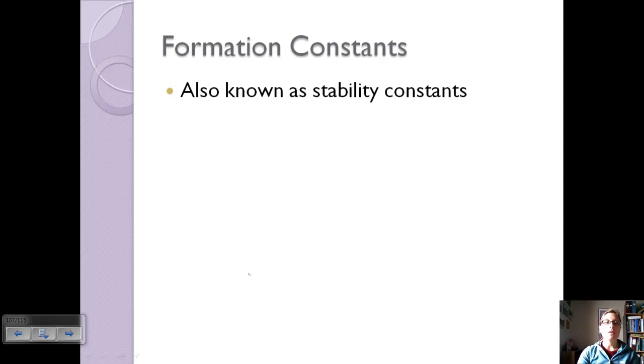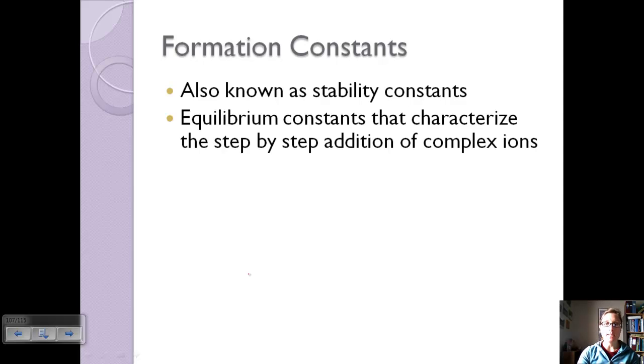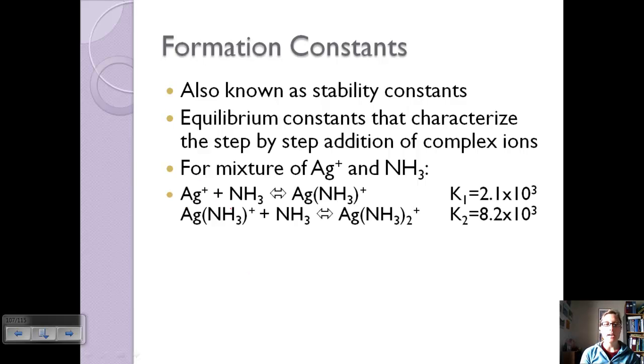Okay, well, we also have what are called formation constants or stability constants. And these are basically equilibrium constants that characterize the step-by-step addition of these ligands. It's kind of like when we talked about polyprotic acids where we removed one acid at a time. Kind of the same thing, only we're adding a ligand each time. So for example, for a mixture of silver and ammonia, we can add one ammonia to form AgNH3+, and that gives us a K value of 2.1 times 10 to the third. Notice that all of these are very large.